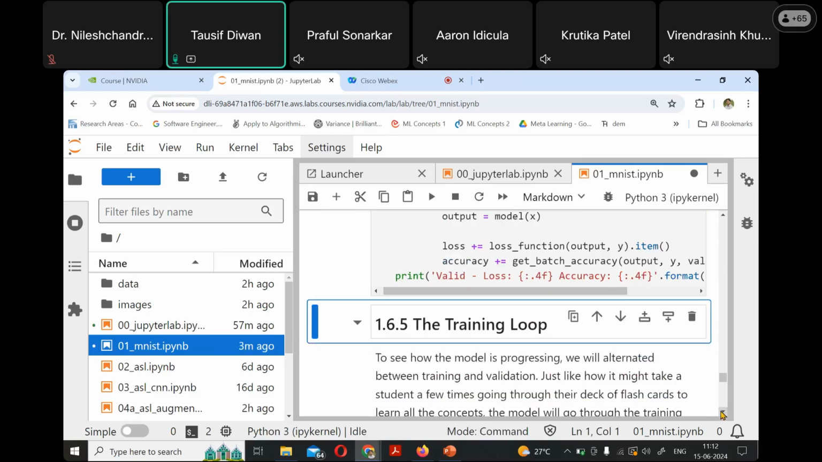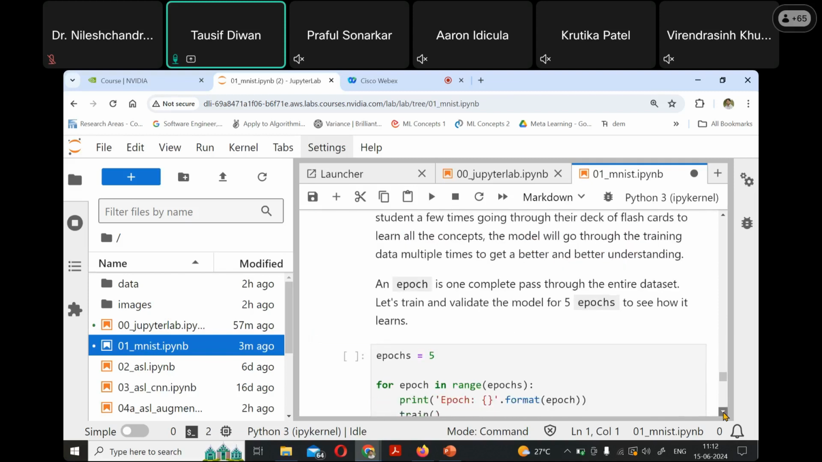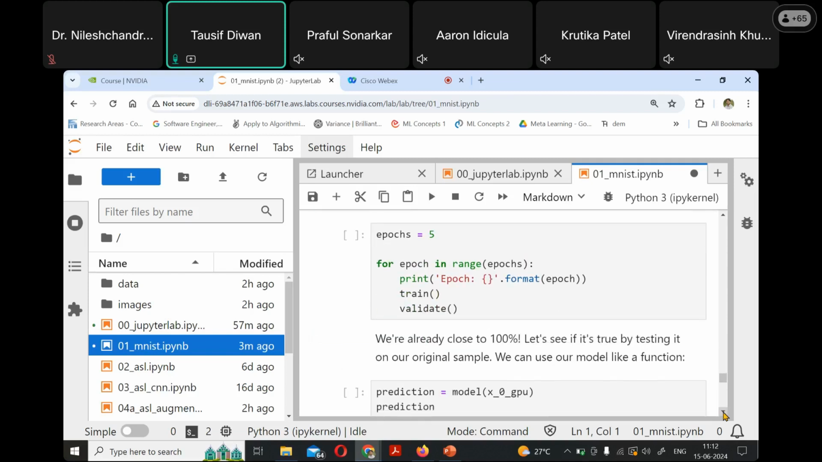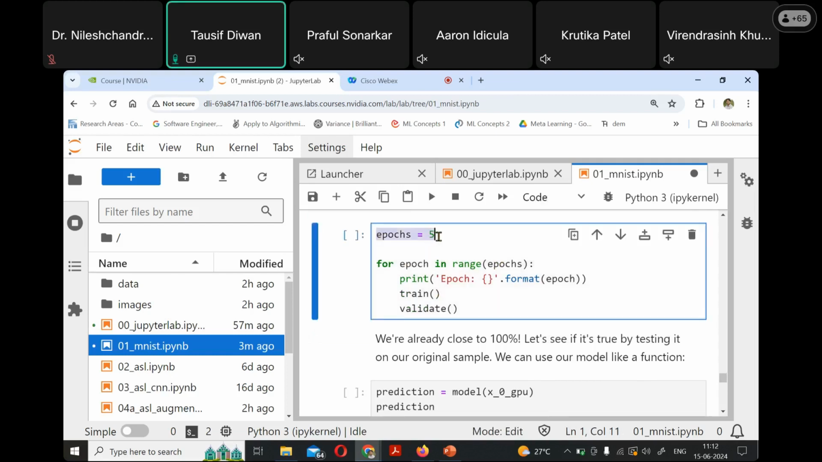Then this is my validation function. So we define the training function, we define the validation function. Next, the final execution or final training: for epoch in 5 times we are running the model. The very first thing is print which epoch this is. Epoch is nothing but consideration of all the samples. Train means call the train function. Validate means call the validate function.